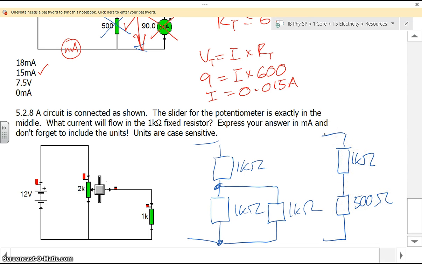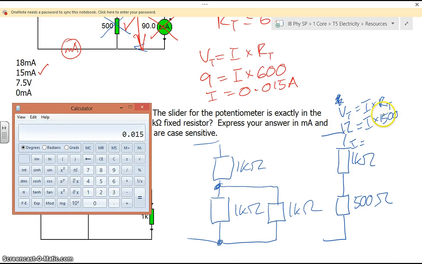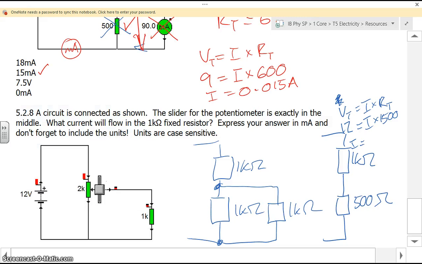And using the idea that we used in the previous question, the total voltage is the current times the total resistance. We know the total voltage in, the current's what we're trying to find, and the total resistance is 1500 ohms. So the current is 12 divided by 1500, which is 8 milliamps. There we are. Well done.